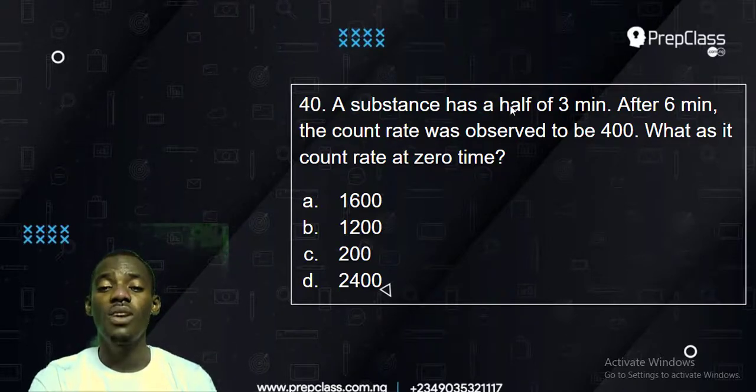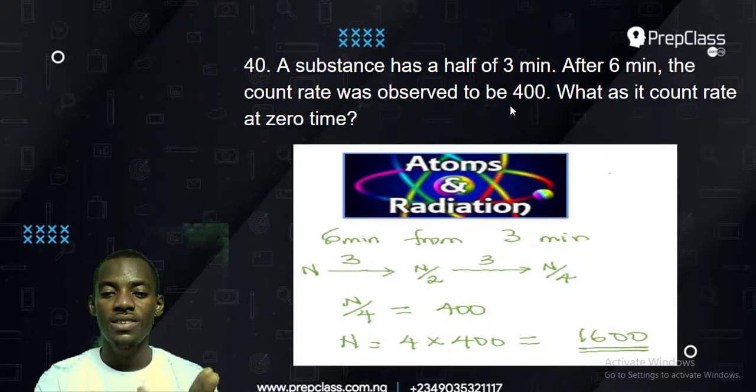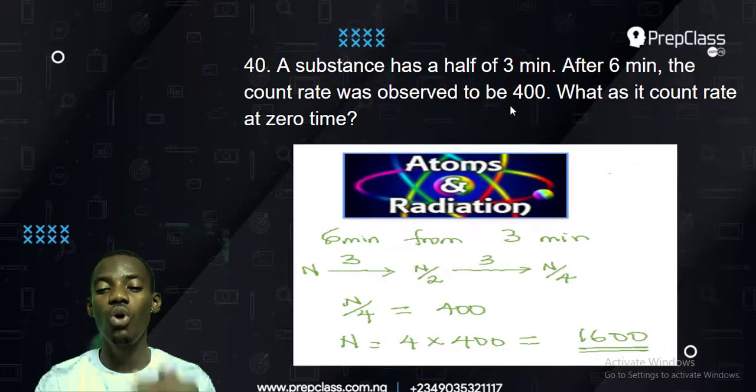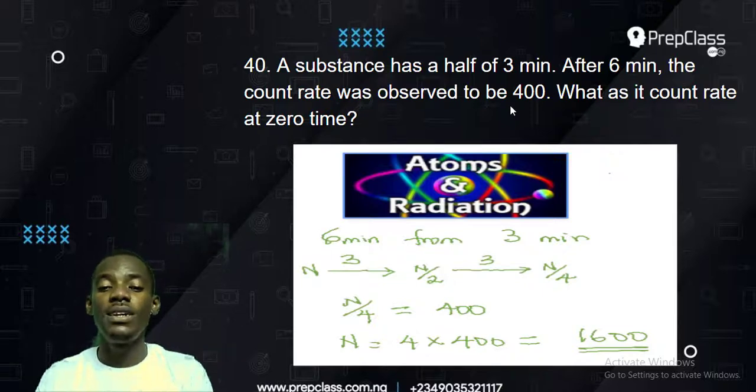Whenever you have this kind of question on half-life, this is the simple thing you do. It's from 6 minutes to 3 minutes, right? The count rate is going to get lower and lower by the power of 2. It is half-life, it breaks down. As you are going, the time breaks down, so that means you'll be counting down.